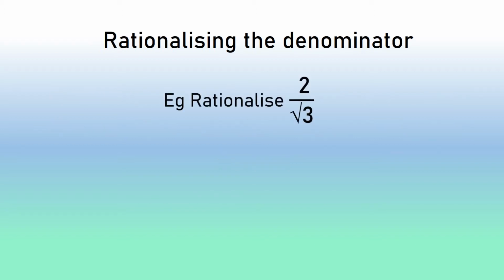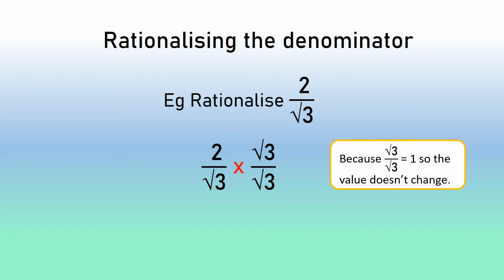So, for example, if you are asked to rationalise 2 over root 3, what we do is, because we want to get rid of the square root on the bottom, we multiply the fraction by this fraction here, root 3 over root 3. The reason that this is fine to do, it doesn't change the value because root 3 over root 3 is 1. So the fraction's value doesn't change, but what it does allow us to do is multiply, because when we multiply fractions, we multiply the numerators and then we multiply the denominators.